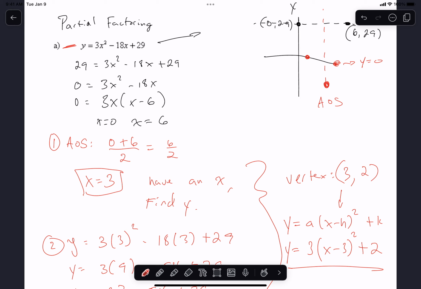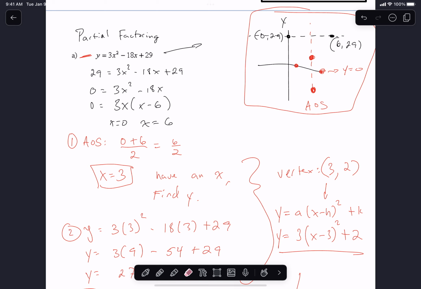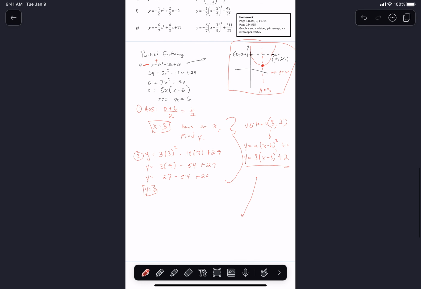Okay, but what's the catch here though? Let's be careful with this. Our vertex, this is not an accurate diagram, is it? Because our vertex lies above. It's right here, 3, 2. It lies above, and we know that it's opening up. How many roots would it have? It doesn't have any roots. And I know it's opening up because the a value is positive there. Okay, so this one doesn't have any roots.